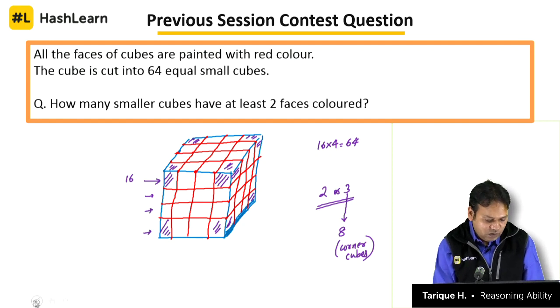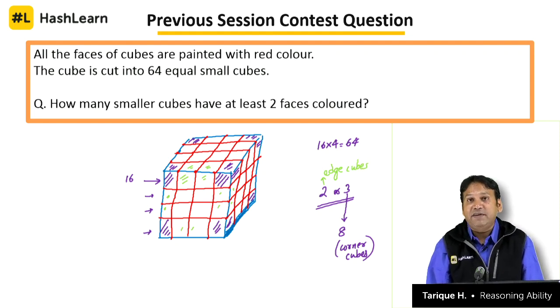Next we are talking about those which have 2 faces colored. So how do we find out where are the cubes with 2 faces colored? One second, we'll change the color of this ink. Okay. If you look here, this cube has only 2 faces colored. See, this cube also has 2 faces colored. Similarly here, this one also has 2 faces, right? So what kind of cubes are these? These are our edge cubes. Cubes which are on the edge.